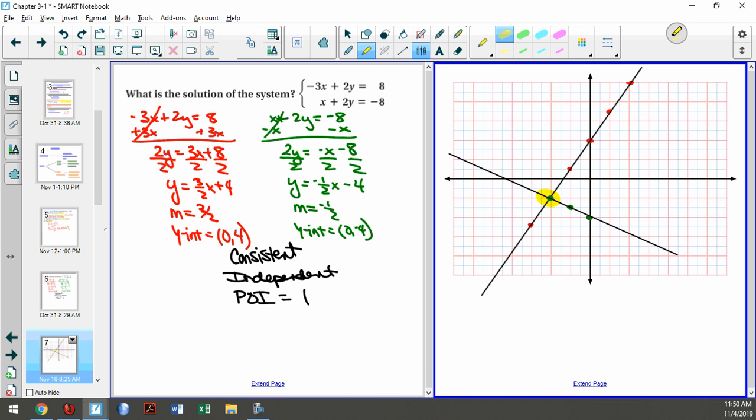Can anybody tell me the coordinates of that point? It is the ordered pair (-4, -2). That is the point of intersection between the red and the green line that I just did up there. Do we understand that? Yes or no? Make sense?